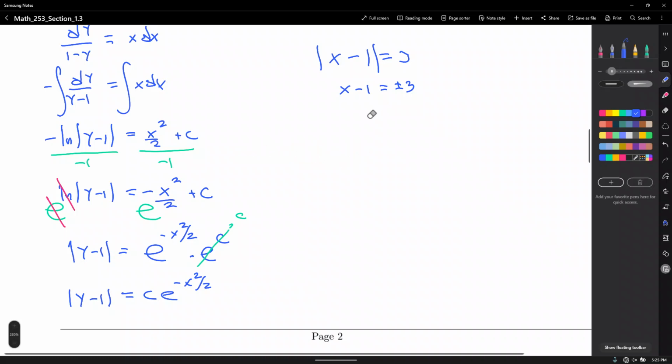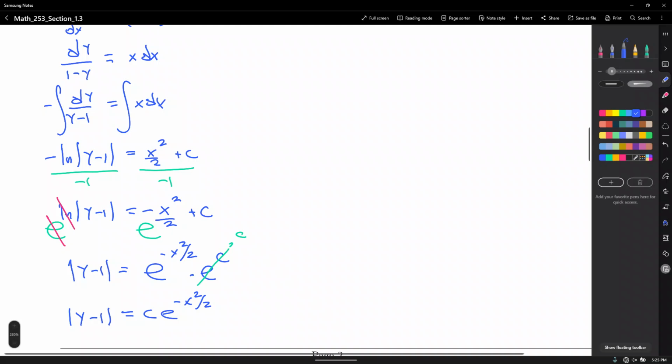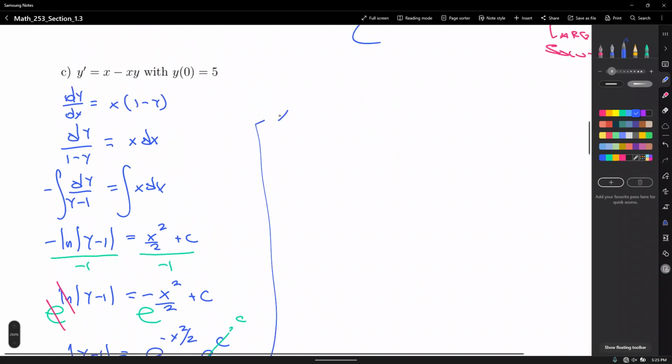So let me get rid of this and let me get rid of that as well. I'm going to need the space for the initial condition. Let me continue up here, okay? So that's going to take us to y minus 1 equals plus or minus c e to the negative x squared over 2, all right? But plus or minus c, what is that equal to? By absorption, it's still equal to just c, all right?